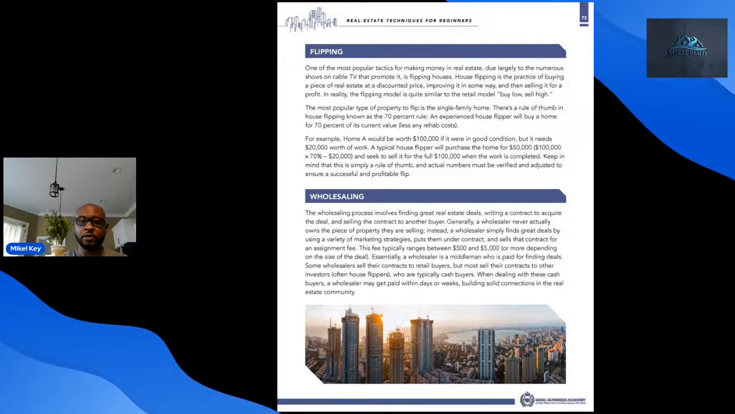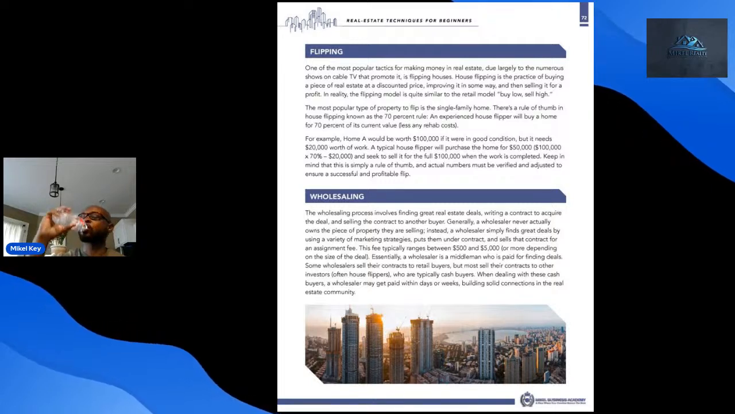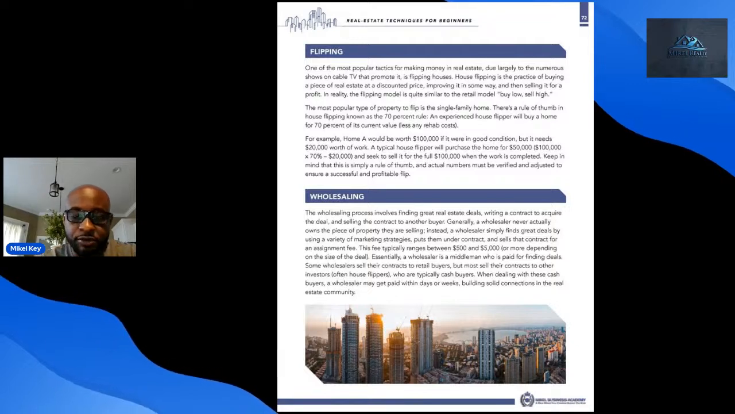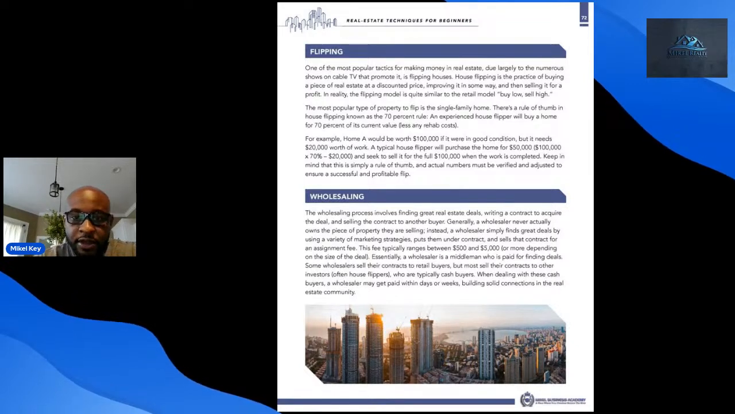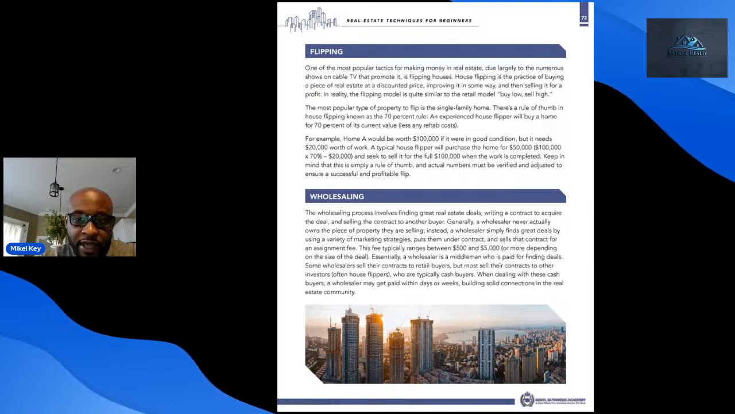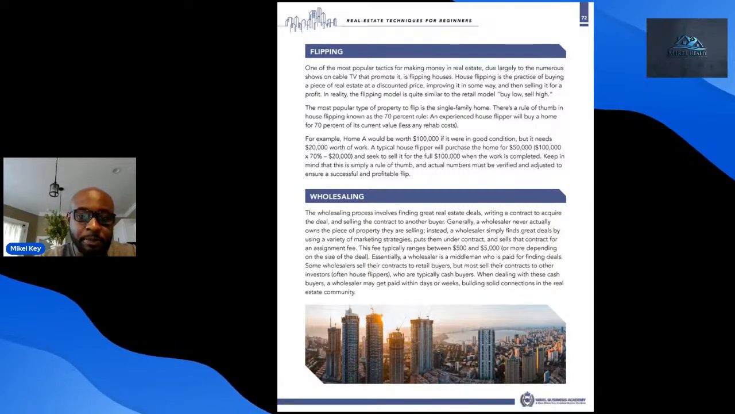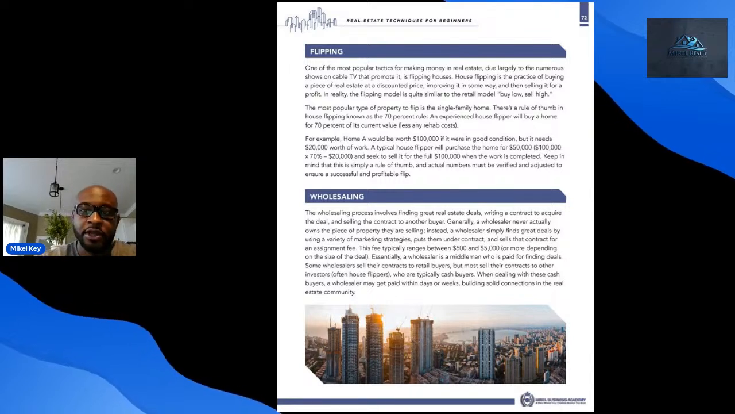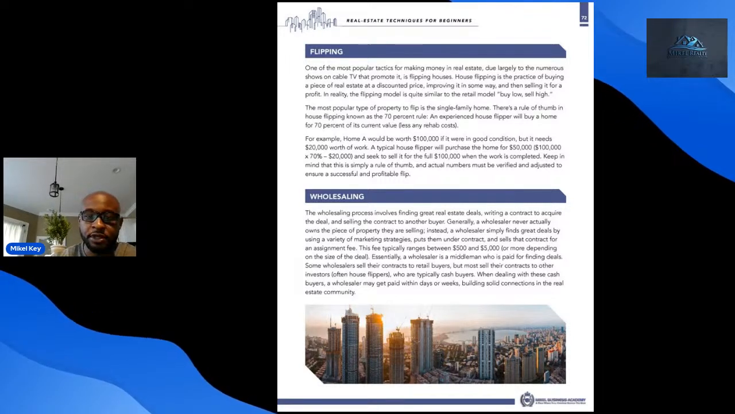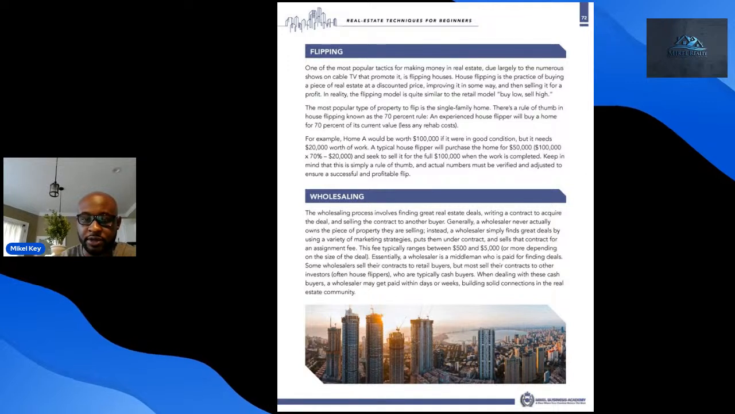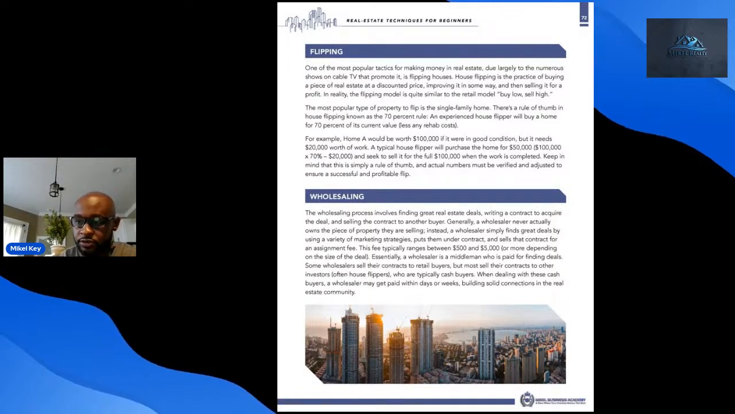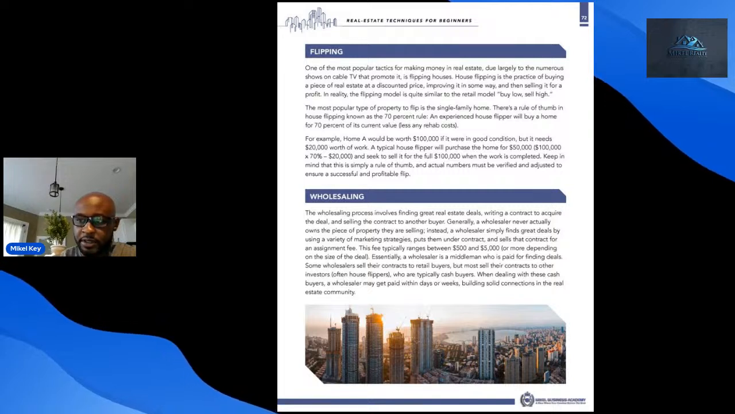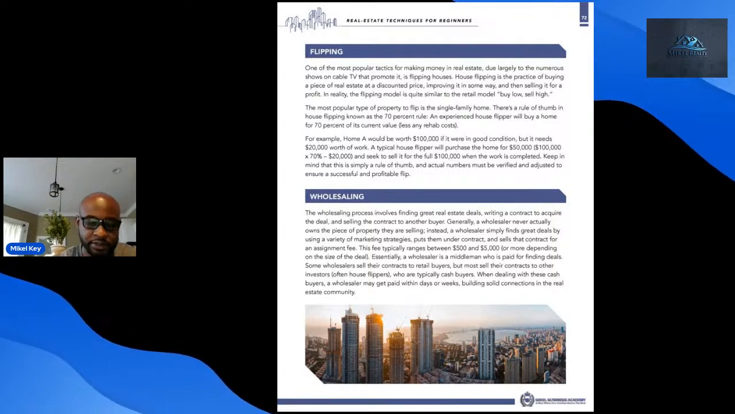Okay, I want you to just digest that for a second. The 70% rule says that you can pay no more than 70% of the after repair value, and that's going to be the cost to buy the house and the cost to renovate the house. There's a good example right here in the book on page 72 that walks you through that process.